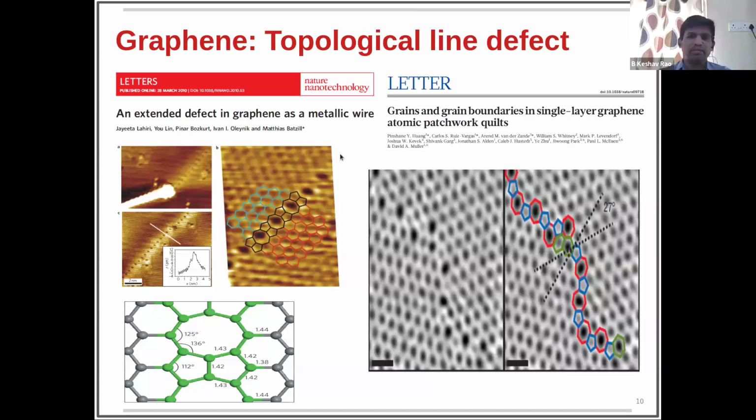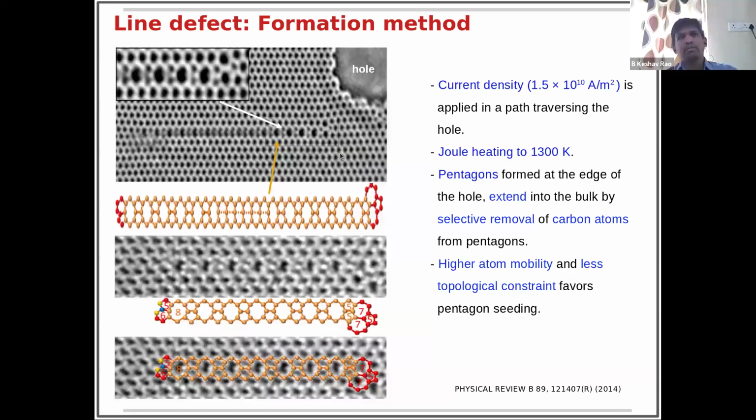So how can this kind of line defect be produced? It is also observed that, compared to single pairs or vacancies, this kind of line defect has more applicability compared to the individual defects. So how can it be produced experimentally? First of all, with a pin tip, a hole is produced, and by applying a current in the order of 10 power 10, Joule heating is produced around it and the temperature reaches around 1300 Kelvin when a current of this amount is applied.